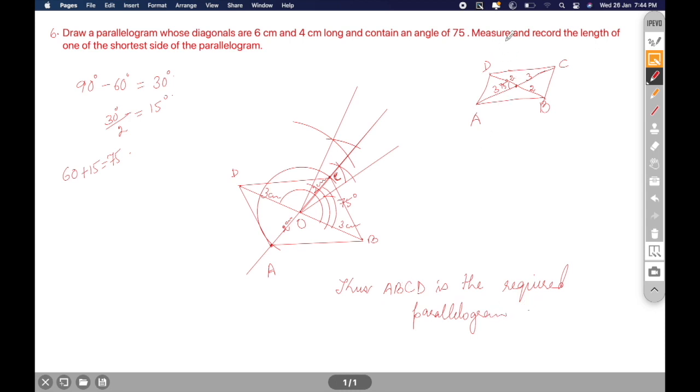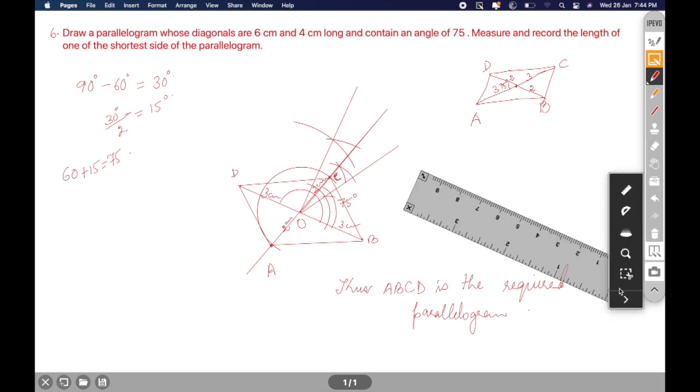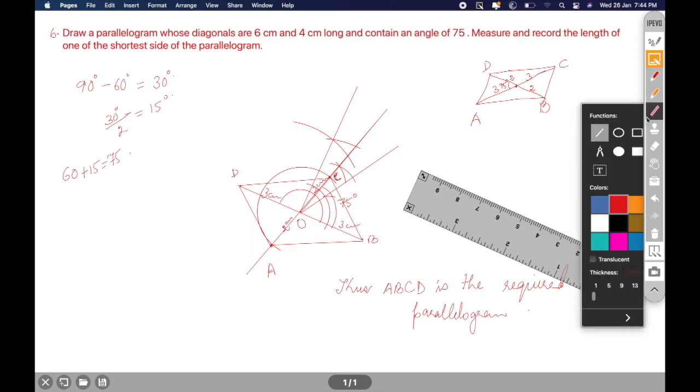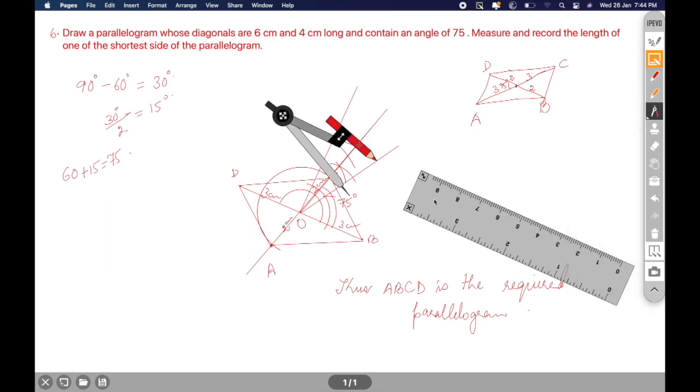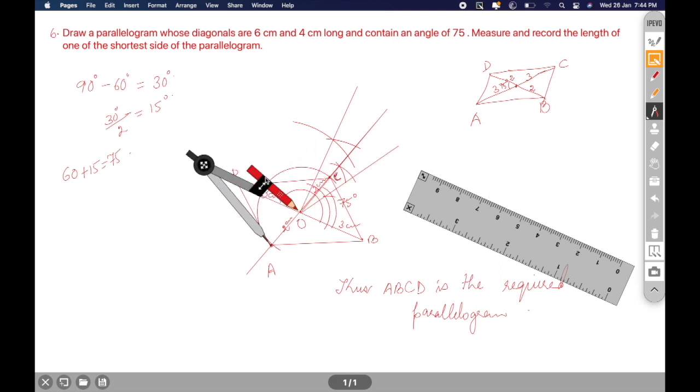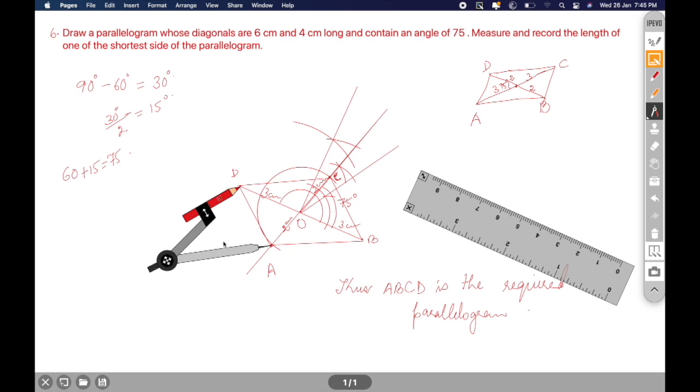Now, the second part of the question: measure and record the length of one of the shortest sides of the parallelogram. So, we have to take the ruler and measure its length. So, let us take the ruler. Either you take the help of the ruler, or you can also take the help of the ruler and the compass. So, this measurement from here to here, it is AD.